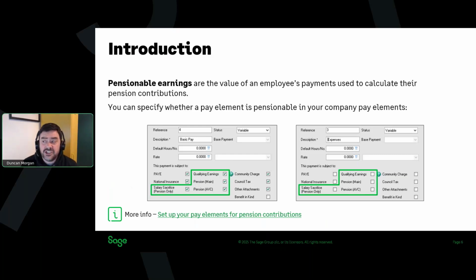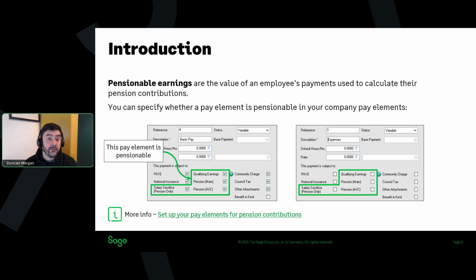So when we're talking about pensionable earnings, this is the value of the payments that will be used to calculate percentage-based pension contributions. And it is important that your pay elements have been set up correctly so that the calculations are done accurately in line with the pension scheme rules. So you can review your pay element settings and you can check if they're set up to be included in qualifying earnings, whether they're pensionable for both main and additional voluntary contributions, and whether that payment is included in salary sacrifice pension calculations.